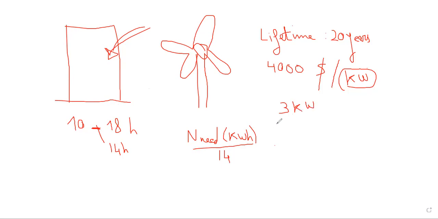Based on this, we can calculate the price, the initial investment that I should put in to buy the system. So let's say my investment will be equal to 4,000 times 3. So I need to pay $12,000 as initial investment. It's already high. If you consider your home and you say, I need to pay $12,000 now directly, I should be careful.